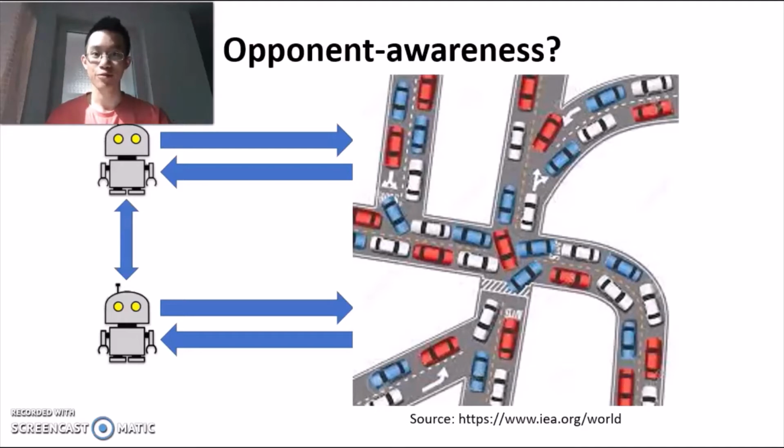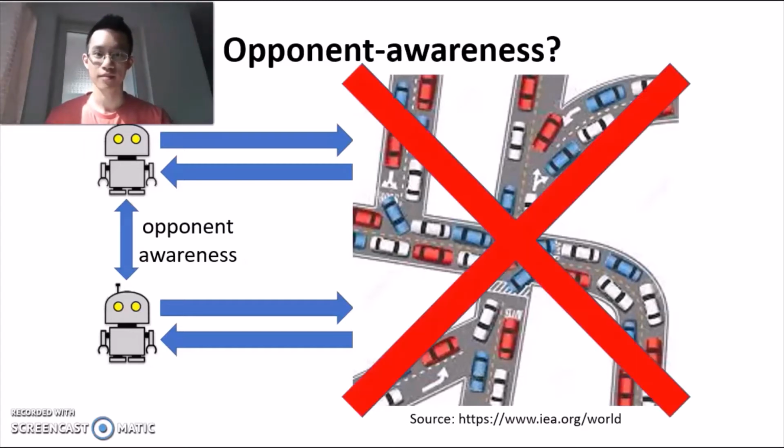Part of the reason why this happens is because agents consider each other static elements of the environment and not dynamic. They do not know that another agent has its own goals. This knowledge is what we call opponent awareness. The purpose of using opponent awareness is to improve social welfare and to avoid suboptimal global states like traffic jams.